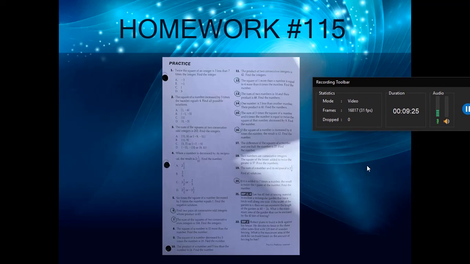Tonight's homework is number 115. You're going to do the circled problems. Please do them on a separate paper, or in your packet if you're doing it on paper. I think the backside is blank.